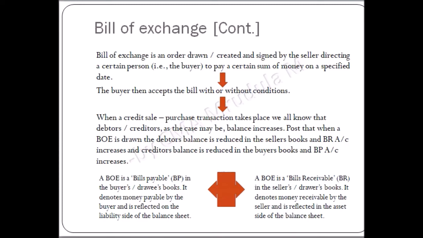So, what is the effect when a bill of exchange is created? In the seller's books, a buyer is a debtor. On creation of the bill of exchange, he transfers the debtor to a bills receivable account. Similarly, in the buyer's books, what happens after he accepts the bill of exchange that is drawn by the seller? In the buyer's books, the seller is a creditor. On acceptance of a bill of exchange, that creditor is transferred to a bills payable account.